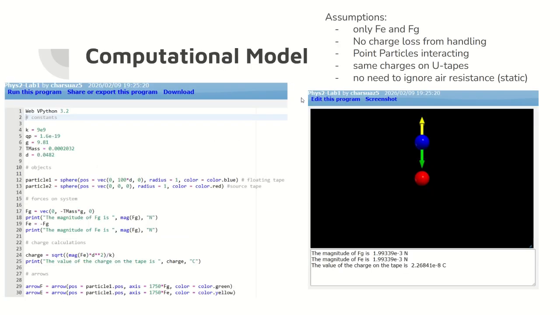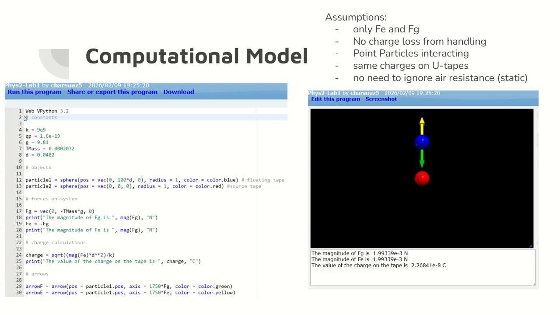For this, we had to assume that there were only two forces, gravity and the electric force, acting on the two charges, and that there was no loss of charge from handling when you ripped up the tape, and also that they are just point particles interacting. And furthermore, we also assume that the same charges were acting on both of the U-tapes. And in terms of air resistance, we don't really need to ignore it or include it in any way because the tape is static.